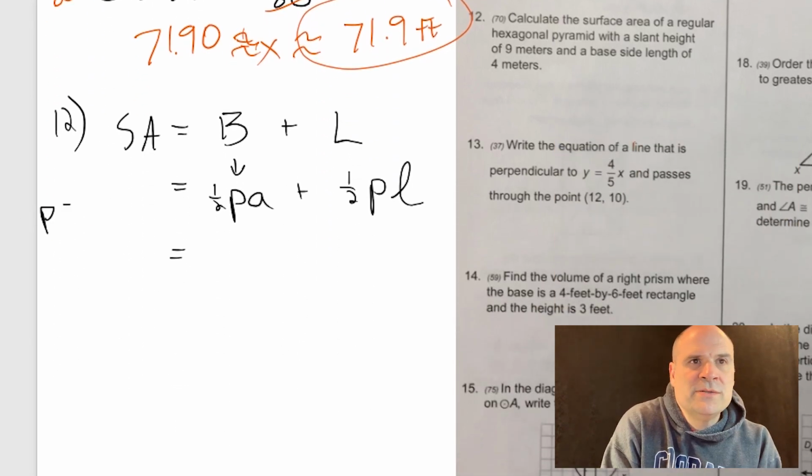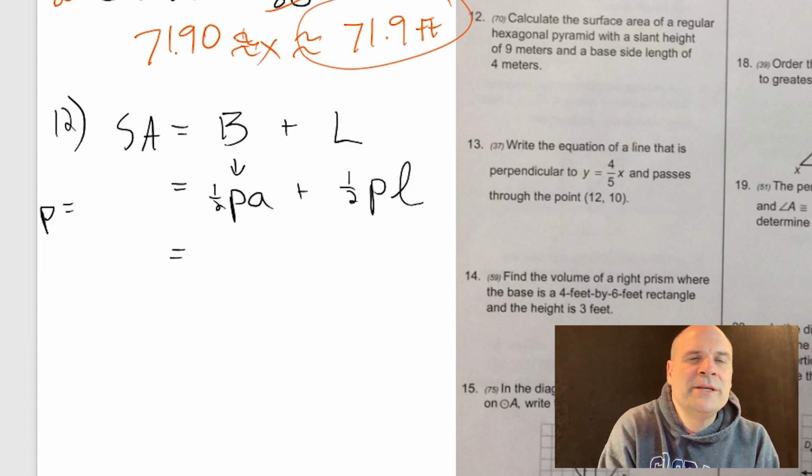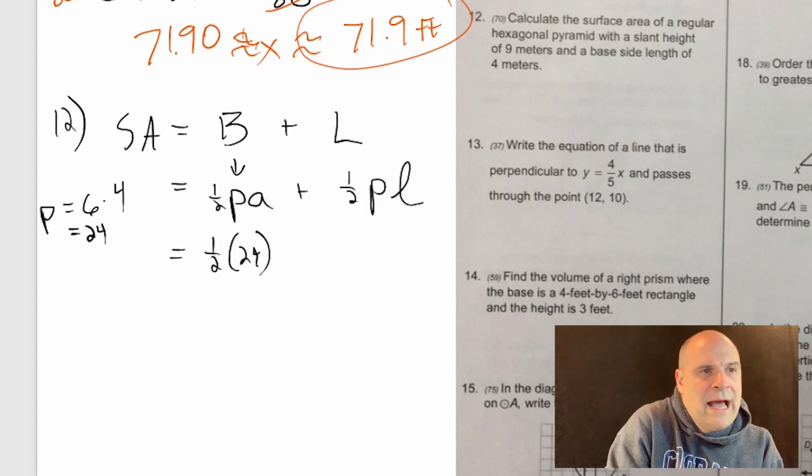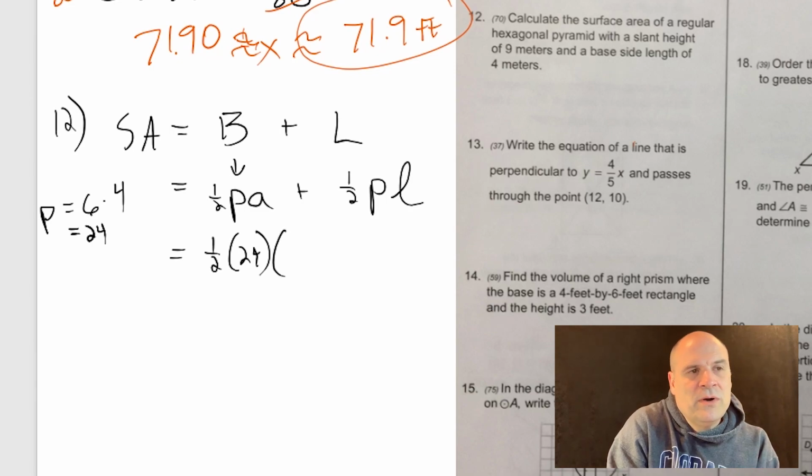The perimeter is, what do we got? Hexagonal pyramid. So 6 times the length of the side, which is 4 meters. So 6 times 4 is 24. So there's our perimeter. So 1/2, 24. And our apothem is just gonna be, all we're doing is taking half of a side length and throwing a radical 3 on it. Okay, if you don't remember, this is your hexagon.